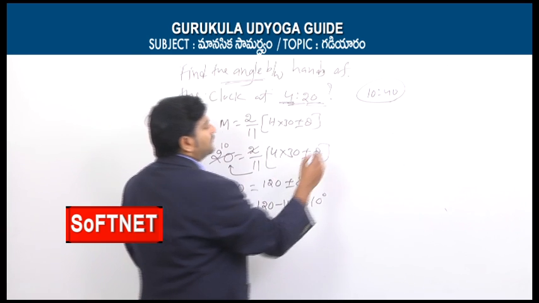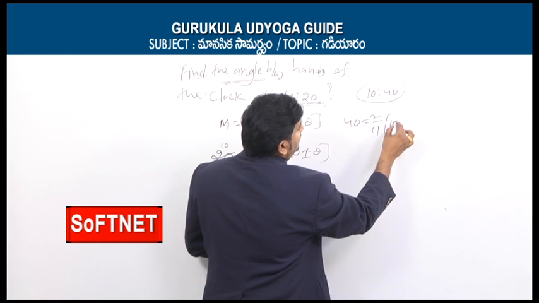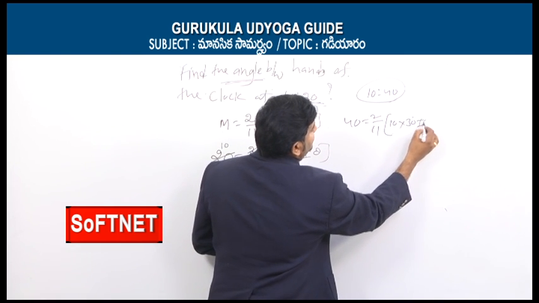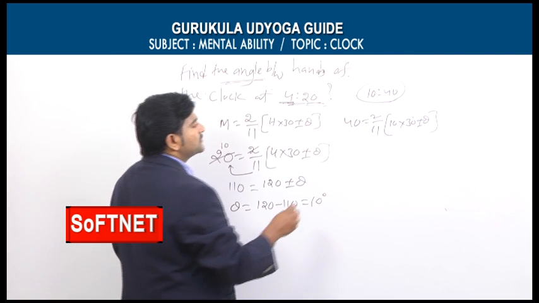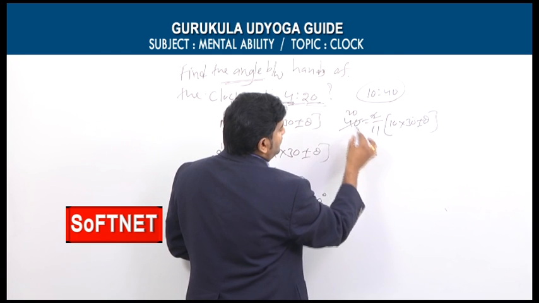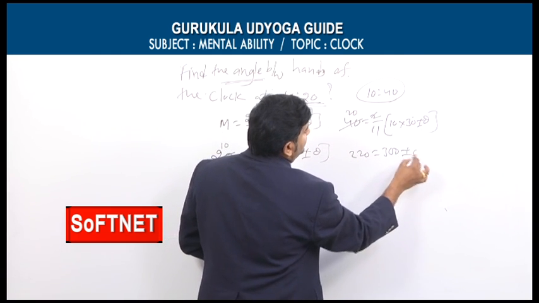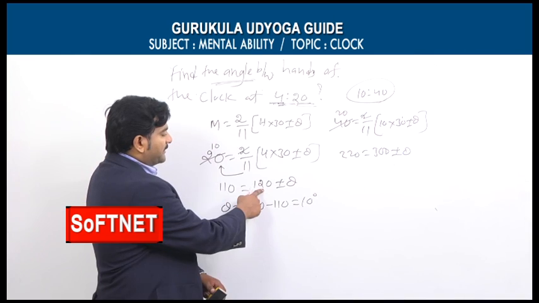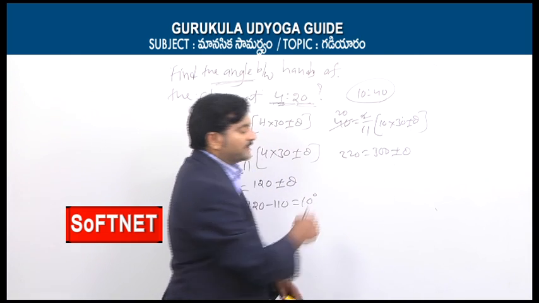Let us see. So we can solve 40 minutes is equals to 2 by 11 into h into 30, again plus or minus theta. We have to keep plus or minus theta as it is. Okay, so now 2 ones are 2, 20s are 220, that is equals to 300 plus or minus theta. Here I am getting big value, here I am getting small value. Here also I am getting big value and small value.